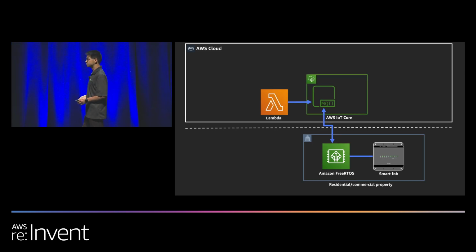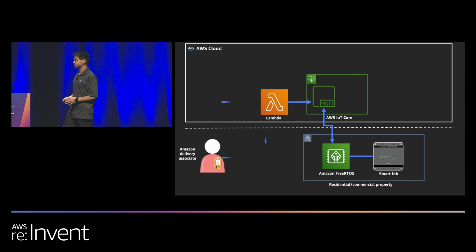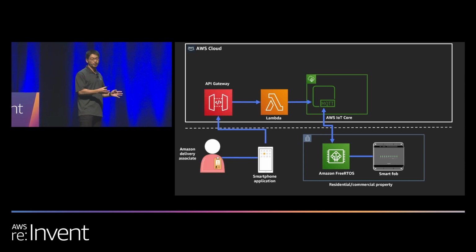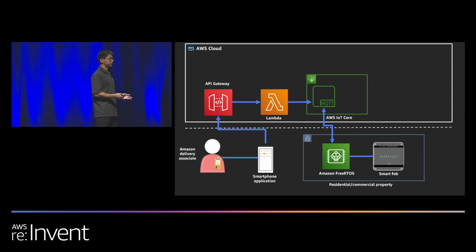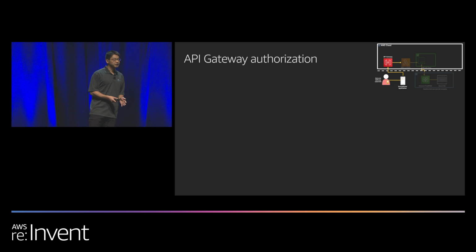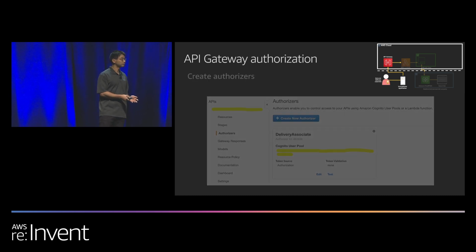Okay, now we've sent the messages from the Lambda down to the edge device. How do we connect the driver's phone to our backend? We use API Gateway here. I will not go into detail about how we create an API Gateway in AWS. Instead, I'm going to focus on one key functionality for our application, which is authorization. Because we don't want anybody to be able to access our API Gateway. Instead, we want drivers who have a valid login to be able to access it.